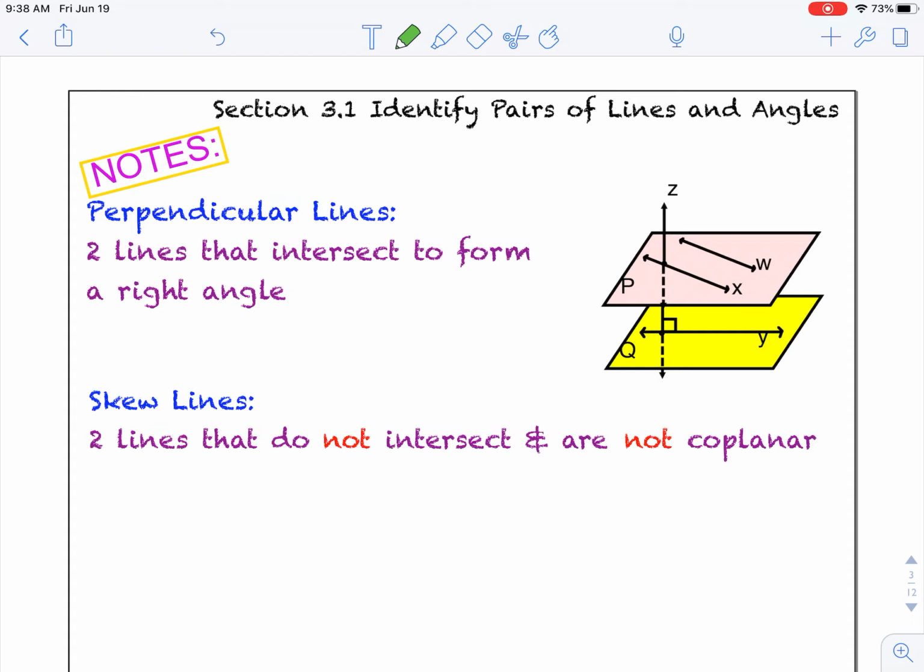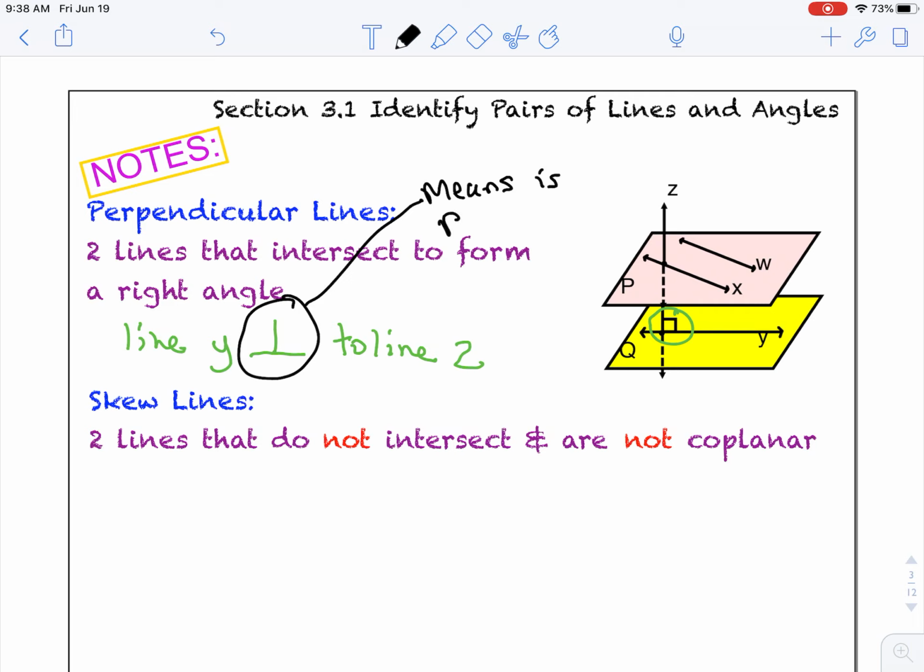The next pair of lines we're going to look at are perpendicular lines. Perpendicular lines are two lines that intersect to form a right angle. So we can see this marking right here is a right angle symbol. So we can say that line Y is perpendicular to line Z. And again, this symbol right there is the symbol we use, is perpendicular to.